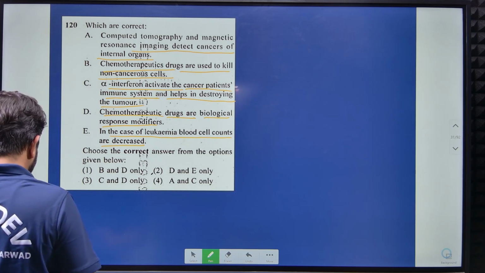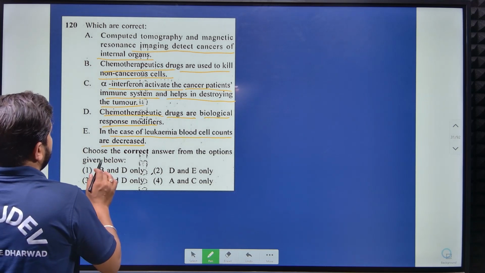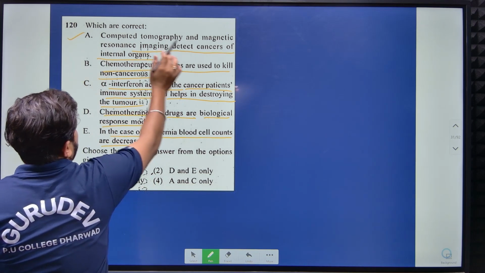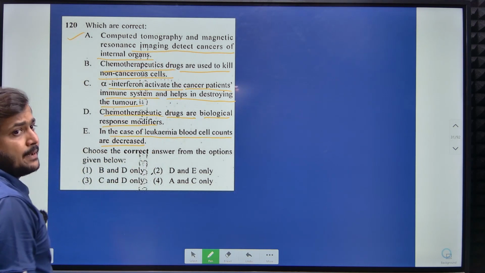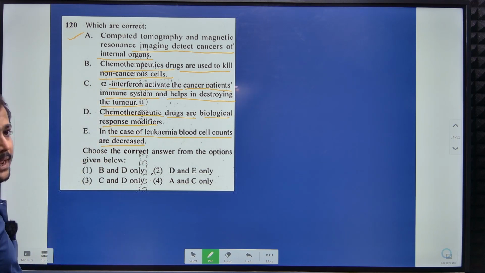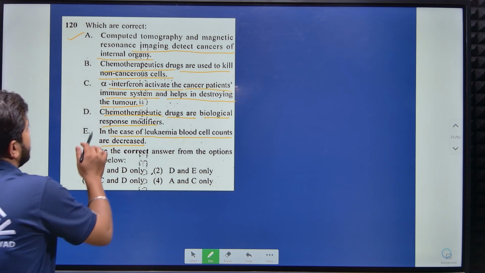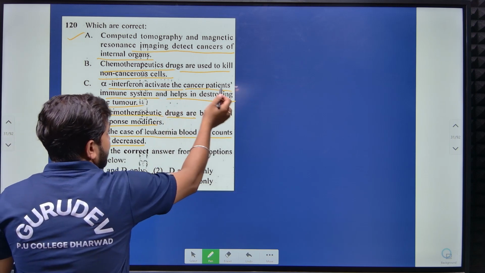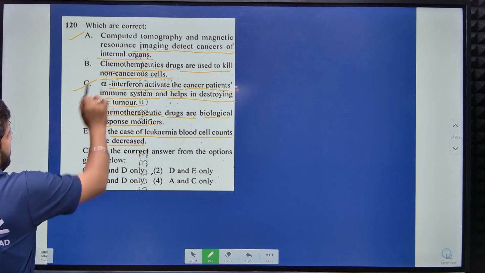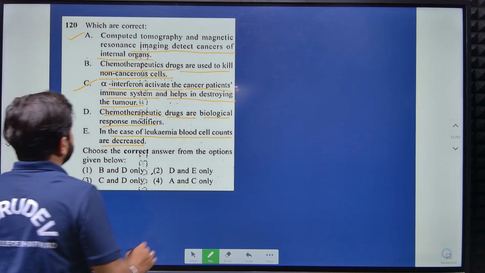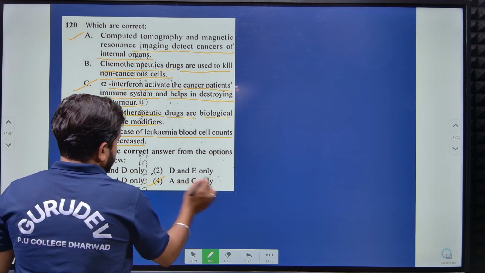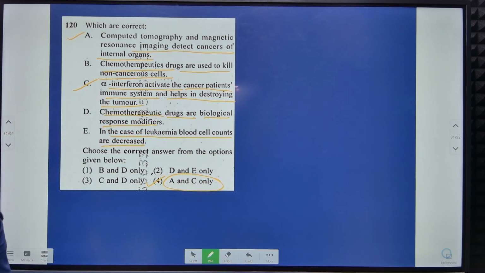So based on that, we have to find the correct ones. That is, computed tomography and magnetic resonance imaging detect cancers of internal organs, that is option A, right? And one more: alpha interferons activate the cancer patient's immune system and help in destroying the tumor, that is C. So A and C are correct according to this question, right? So A and C is the answer, right?